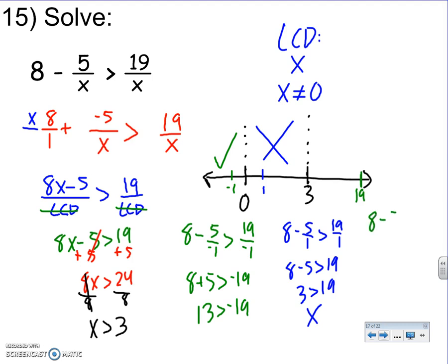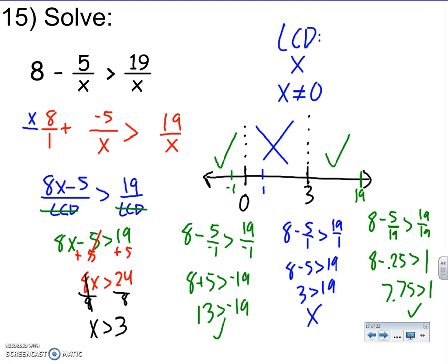So 8 minus 5 over 19 should be greater than 19 over 19. Well, this fraction, 5 over 19, is a decimal, but it's less than 1. So I'm just going to call it 0.25. Why not? Now I chose 19 because 19 divided by 19 is 1. That's easy. So 8 minus some decimal is 7 point something. Technically 7.25 is greater than 1. That's true.